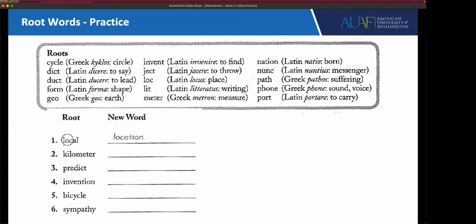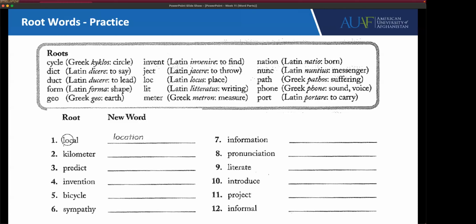Sympathy, which is that one? Sympathy is path. So give me another word with path in it. What about empathy? There you go, empathy, beautiful, good job.